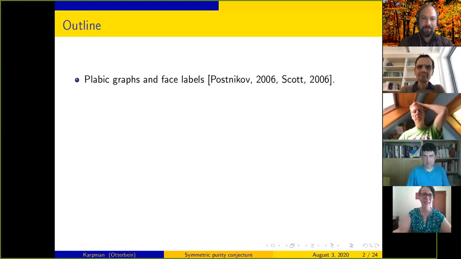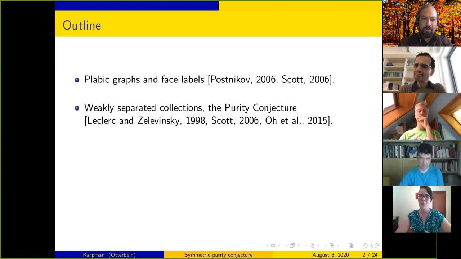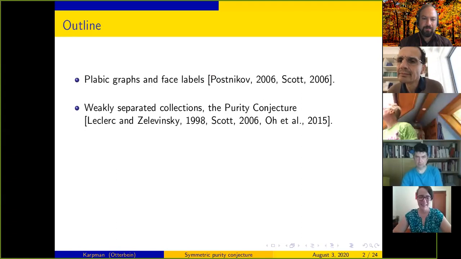So to get started, I'm going to give a very broad strokes overview of Plabic graphs. There's no way for me to do this the justice it deserves, but I'll say enough to hopefully make the talk intelligible. We'll talk about weakly separated collections, which came up briefly during the Q&A and during the last talk, and about this really powerful theorem that ties weakly separated collections and Plabic graphs, proved by David Speyer, Suho Oh, and Alex Postnikov.